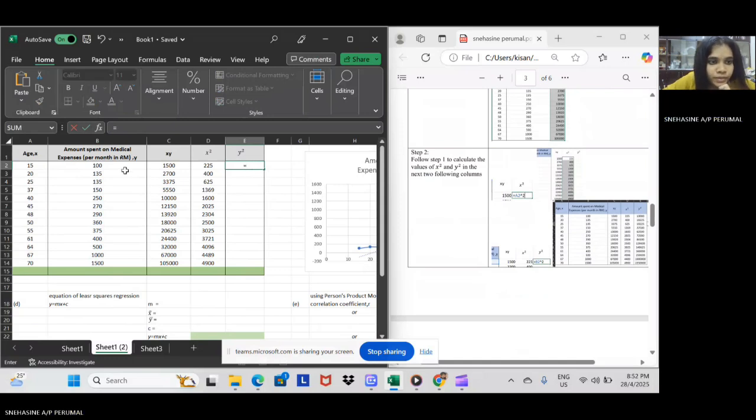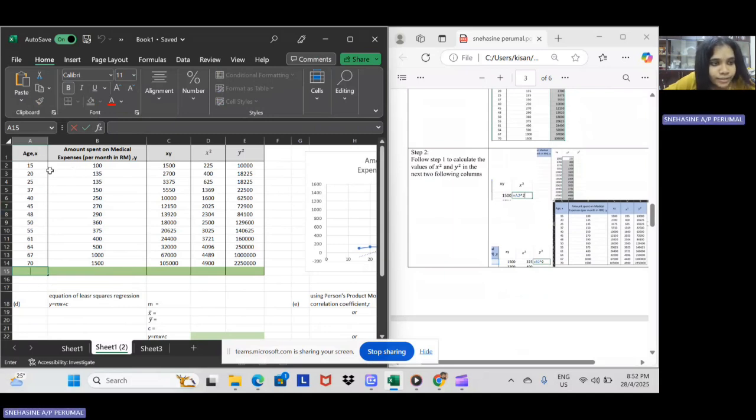Equals to 100, and then the symbol after that 2. See, you get the answer so easily. So pull until E14. So you get the answers easily. You don't need to waste your time by calculating one by one. Like for x, you would have to take your calculator and then 15 times 100, 20 times 135. You don't need to waste your time.